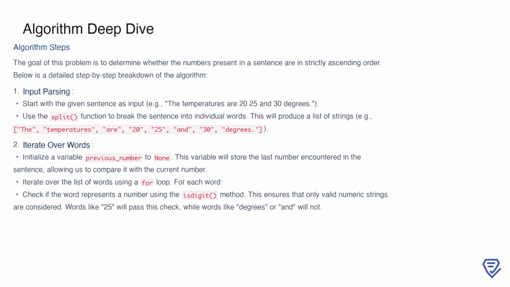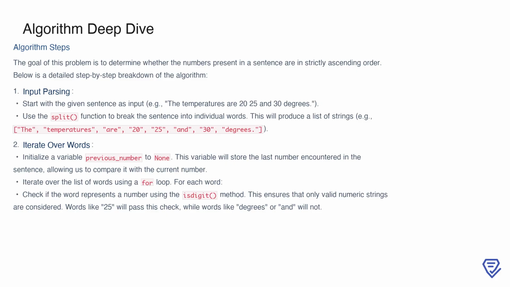To solve this problem, we start by breaking down the algorithm into clear steps. First, we need to parse the input sentence. For example, if the input is "the temperatures are 20, 25, and 30 degrees", we use the split function to divide the sentence into individual words. This will give us a list of strings such as "the", "temperatures", "are", "20", "25", "and", "30", "degrees".